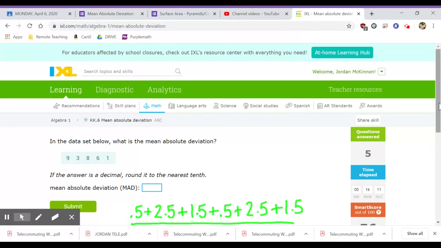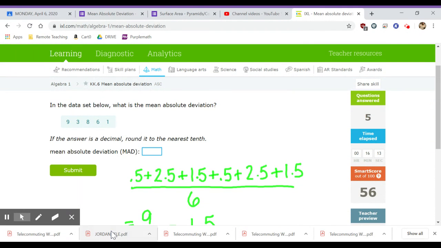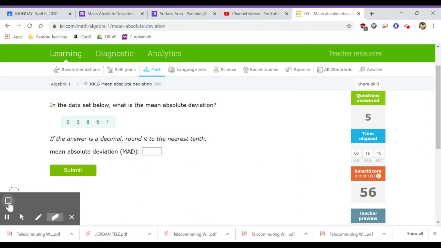Okay, where are we at? We're at 56. We've got to get to 70, so let's keep going. Okay, first step is to find my mean with the numbers that they have given me originally. Add these together. 9 plus 3 plus 8 plus 6 plus 1.